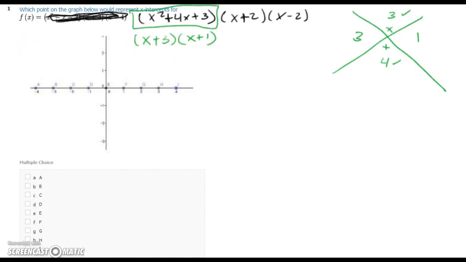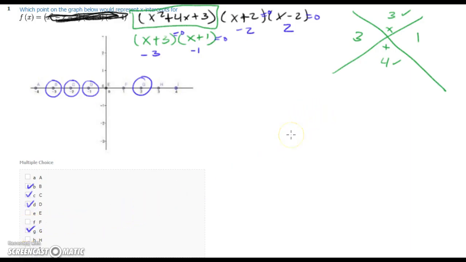And if we're thinking about setting these equal to 0 again, this is set equal to 0, this is set equal to 0, this is set equal to 0, this is set equal to 0, then we know that these will be -3, -1, -2, +2. And we can go through and identify B is -3, C is -2, D is -1, and G is +2, and we can go check those. B, C, D, and G.